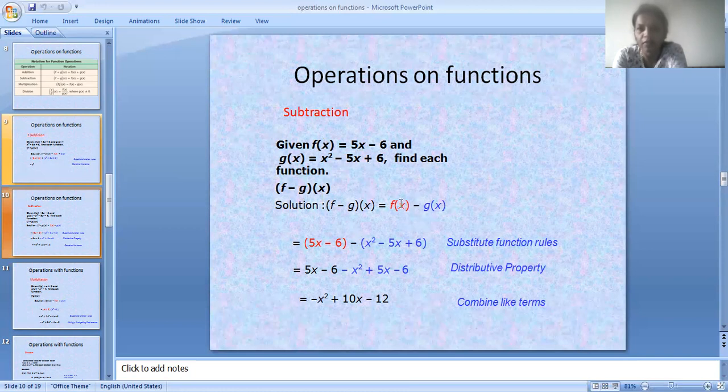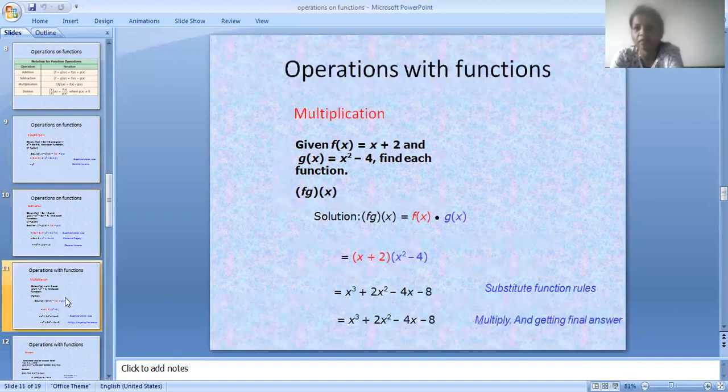Here the value of f of x is 5x minus 6 and the value of g of x is x square minus 5x plus 6. That means we open the bracket, and then we get the equation 5x minus 6 minus x square plus 5x plus 6. Here we get the final answer: minus x square plus 10x plus 12.